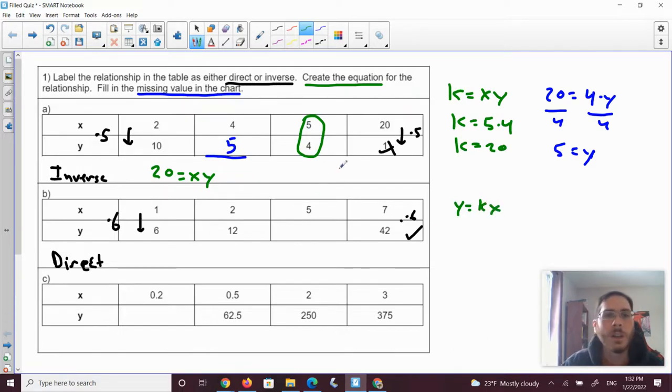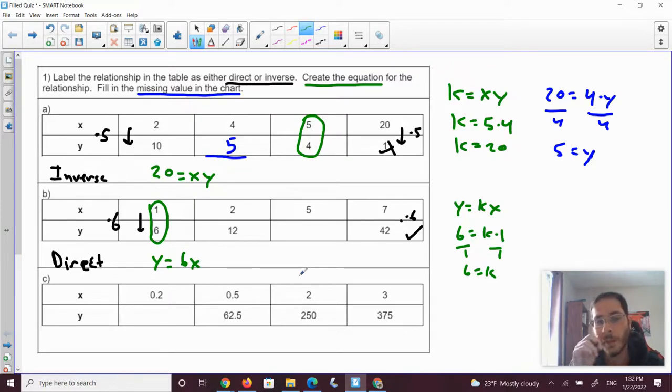All right, I can pick any ones. Again, I think this time I'm going to come over here because I like when I've got 1. 1's a pretty nice one to work with because I can say 6 equals k times 1. I don't really have to divide both sides by 1. We can see that 6 is k. It's what we're multiplying by. So our equation that we can write is going to be y equals 6x. So that's our equation for that one.